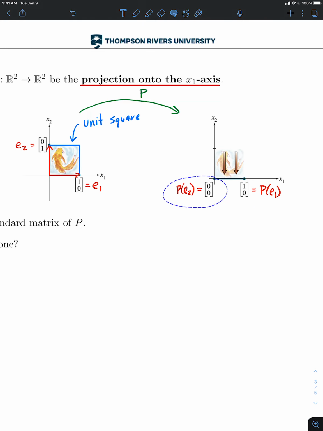Why is that? Look at the point that E2 points to. It's the point (0, 1). If you push that down to the x1 axis, straight down, you're going to get the origin. So that's why P of E2 is just the 0 vector.